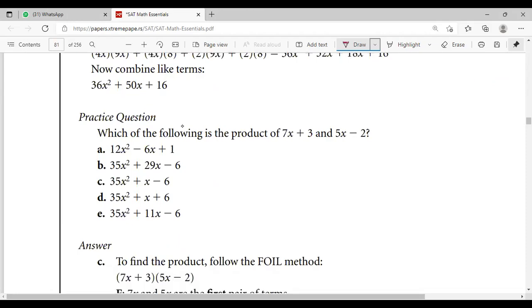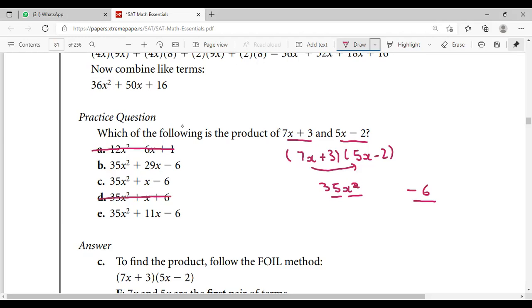So which of the following is the product of these two? Okay. Now again, this is something very, very simple, but from an SAT point of view, we need to know some tips. Okay, so 7x into 5x is 35x square. Now we know that the coefficient of x square is 35. So this cannot be the answer. And then 3 into minus 2 would be minus 6. So yeah, the number would be minus 6, right? So this cannot be the answer.